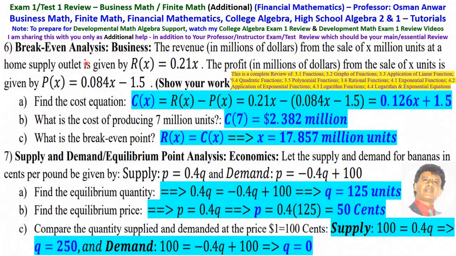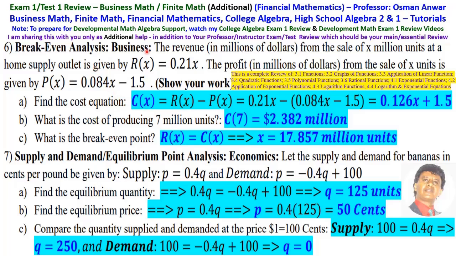Number 6 is break-even analysis. Business. The revenue in millions of dollars for the sale of x million units at a Home Depot supply outlet is given by R(x) = 0.21x. The profit in millions of dollars from the sale of x units is given as P(x) = 0.084x - 1.5. A: Find the cost function equation.